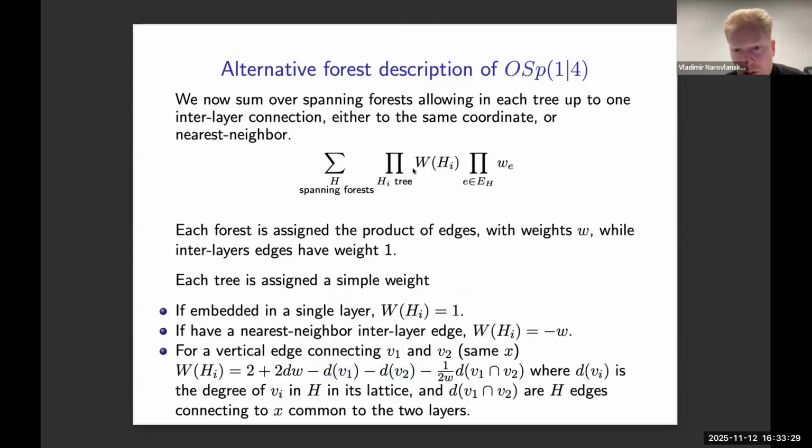Okay, so for every tree, you just assign this value that I said, and the product of the weights as usual. So this is again just a simple generalization of the OSP12 case. You don't really need to go over all the markings. You can just assign an immediate weight to every forest. Is it clear? Or any questions? The point is just that this is a simpler description that again is easier to simulate.